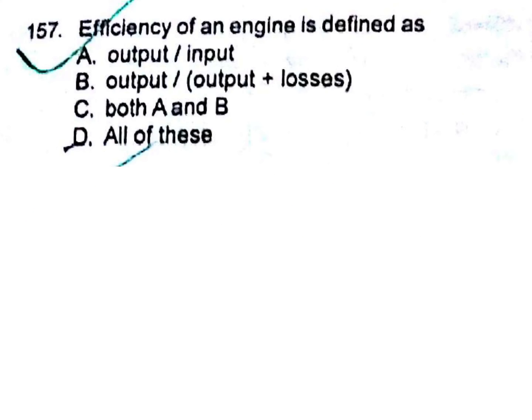Efficiency of an engine is defined as output by input, or input is output plus losses. So A also correct, B also correct, C also correct. D is our answer, all of these.